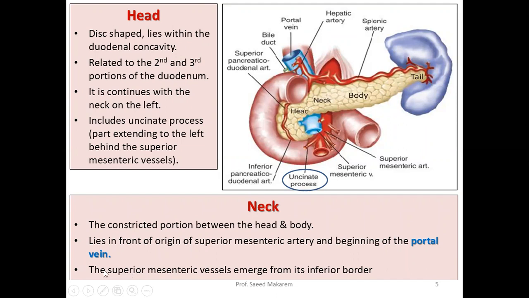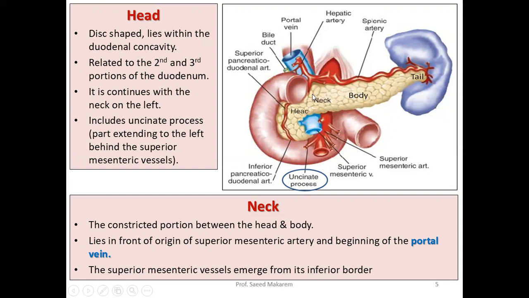The superior mesenteric vessels emerge from its inferior border, as we said. The neck will be in the front, and just below that, near the inferior border, will be the superior mesenteric vessels which are emerging. So the portal vein will be just behind the neck of the pancreas.